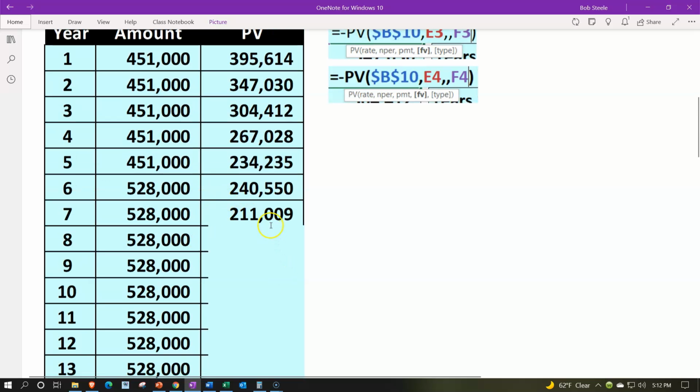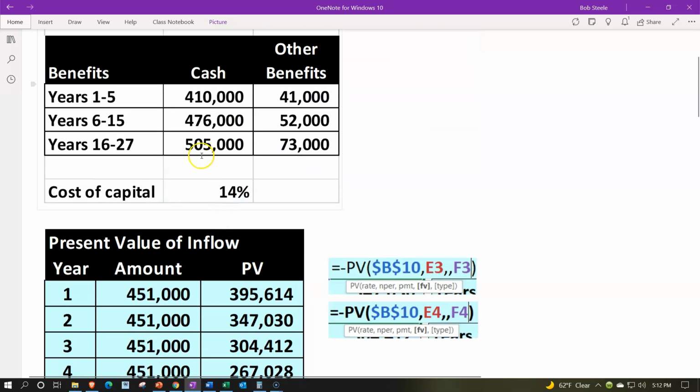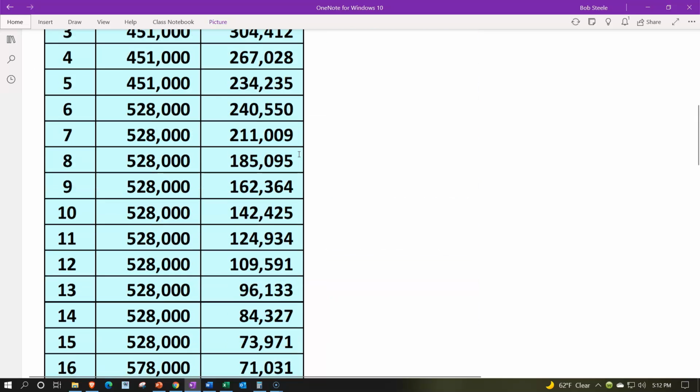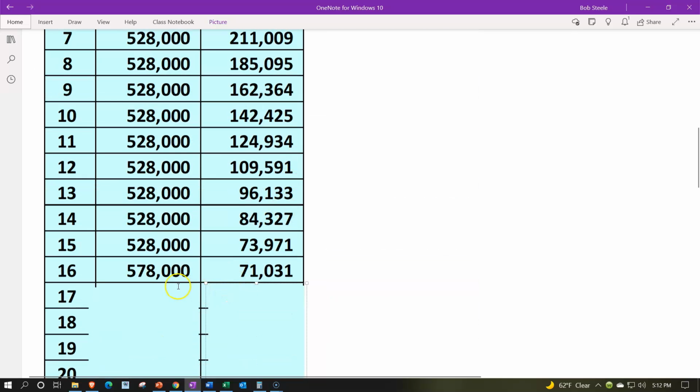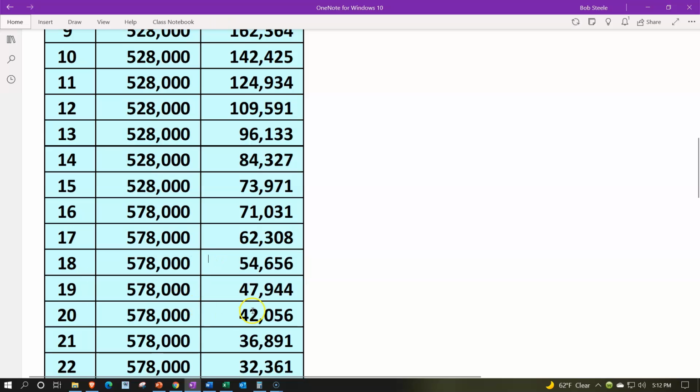Year 16 down here, year 16, that's when we have this change of the 505 plus the 773,000, which is going to give us the 578,000 discounted at 14% for 16 years would give us the 7131. This 578 discounted at 14% for 17 years. The last one was 16 years. That'll give us the 62,308, and so on and so forth.